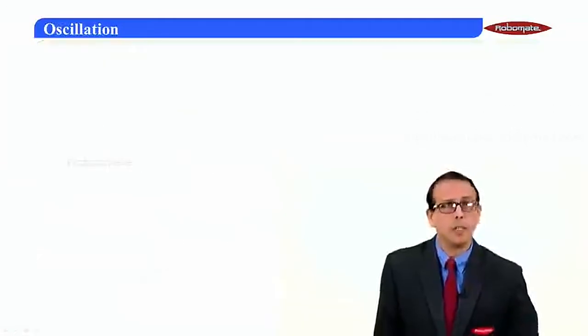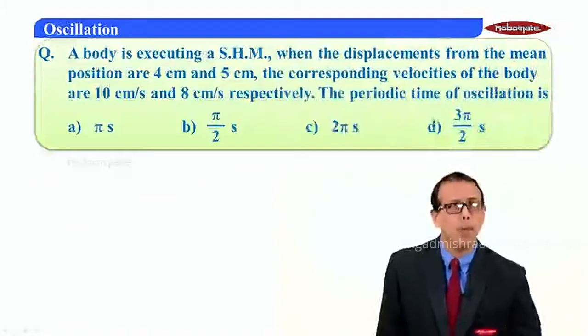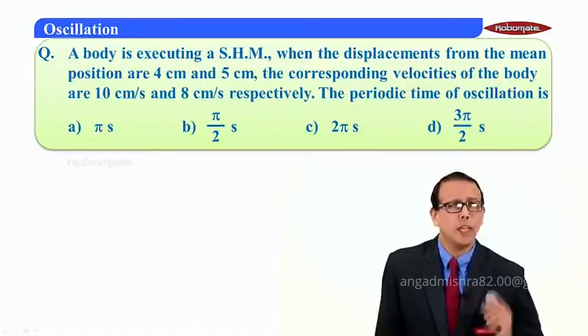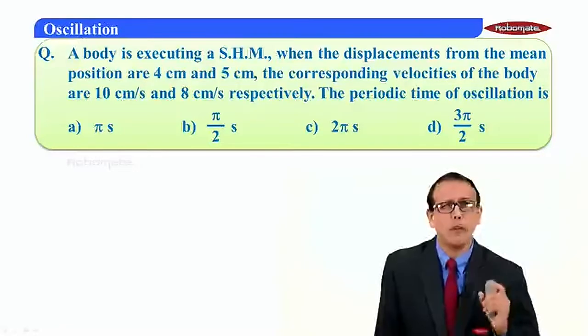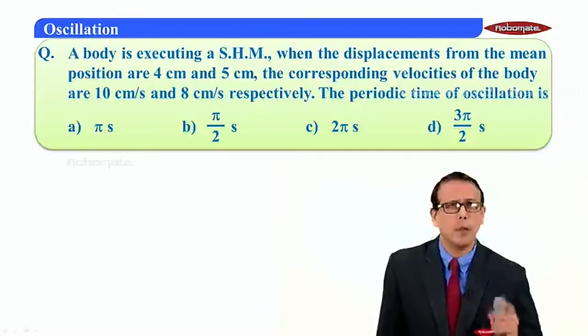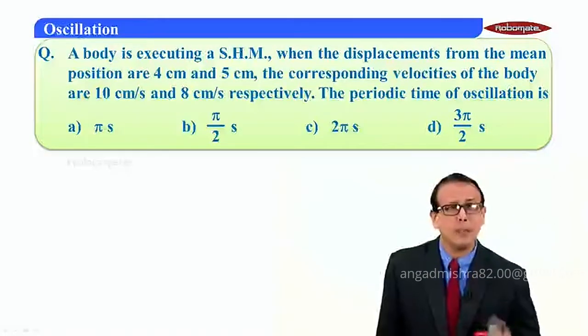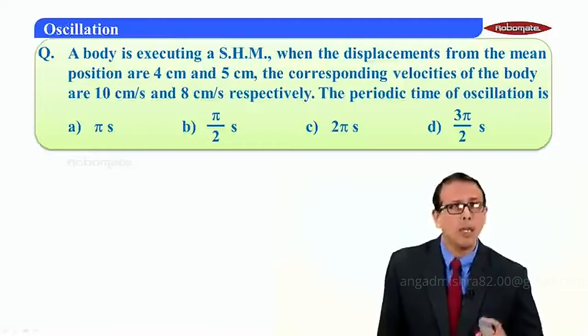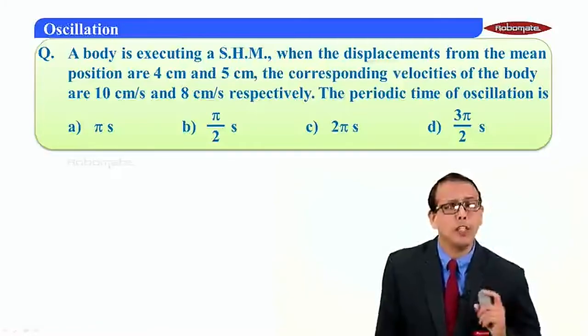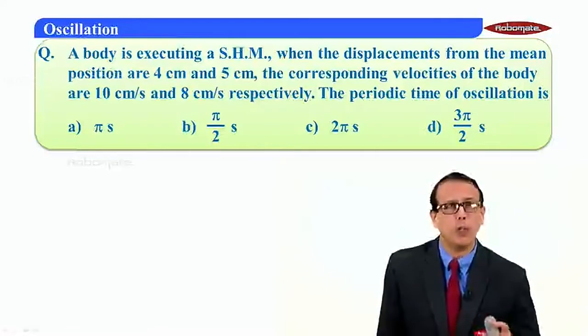Let's move on to the next MCQ, students. A body is executing SHM when the displacement from the mean position are 4 centimeter and 5 centimeter. The corresponding velocities of the body are 10 centimeters per second and 8 centimeters per second respectively. The time period of the oscillation is, and 4 options are given to us.